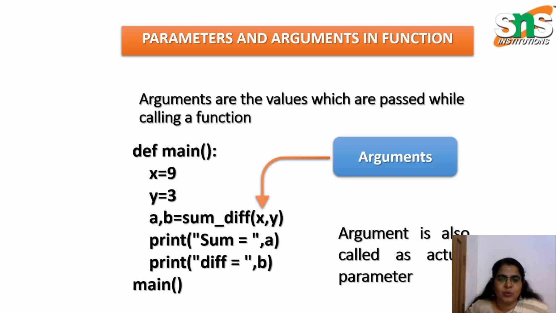Here x, y are the arguments, because I already represented the values for x and y, and now I am going to print sum is equal to a, print difference equal to b here. And finally I call the function main. Here arguments are also called actual parameters, because the actual values are taken from what we declared in the main function here.